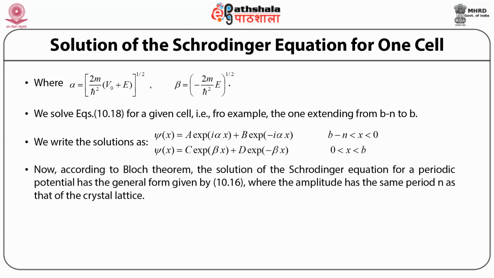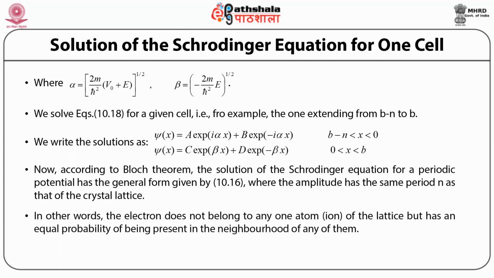Now, according to Bloch's theorem, the solution of the Schrodinger equation for a periodic potential has the general form given by equation 16, where the amplitude has the same period n as that of the crystal lattice. In other words, the electron does not belong to any one atom or ion of the lattice, but has an equal probability of being present in the neighborhood of any of them.